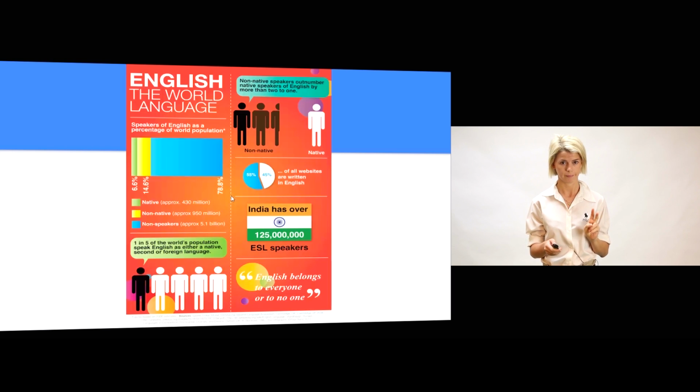Number 2, the yellow part, a little bit bigger. This is the number of people who speak English as a second language. Again, a very big number. And in blue, the large part, this is the number of people who don't speak English.